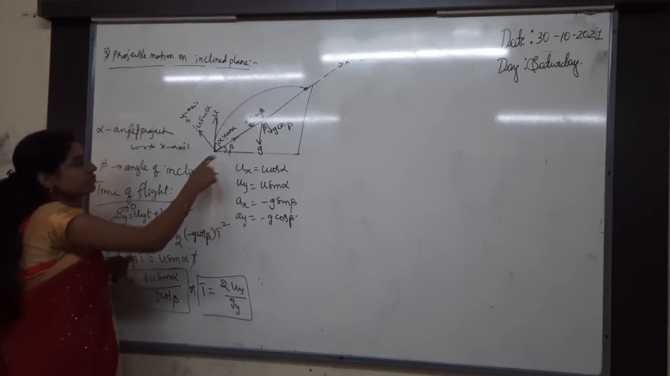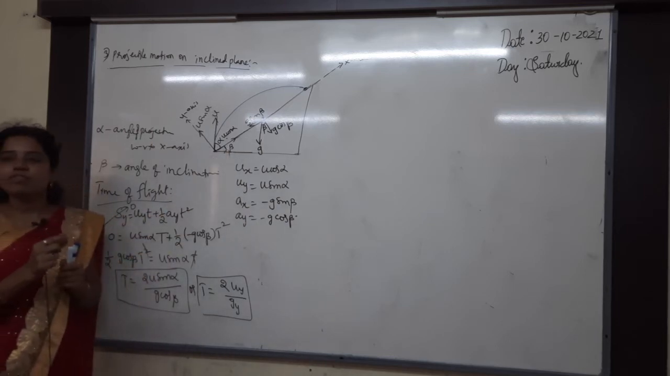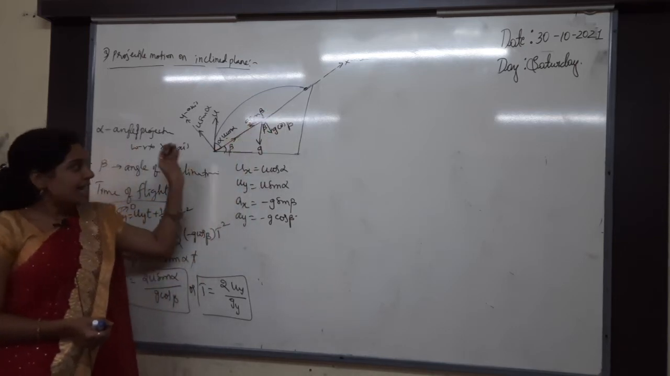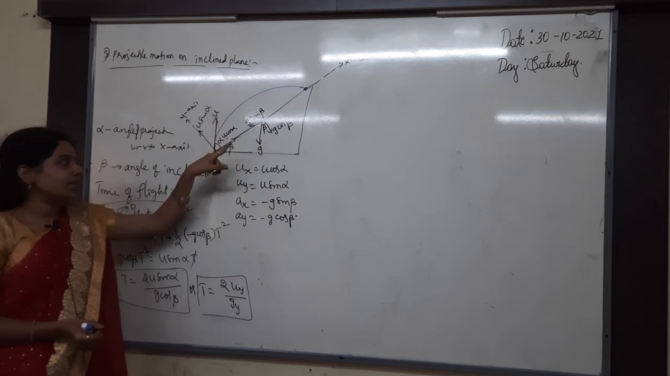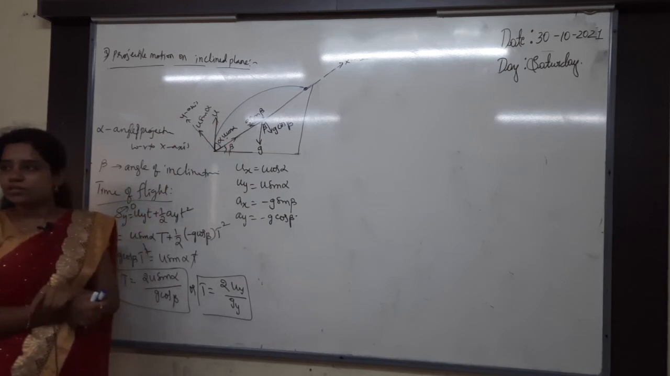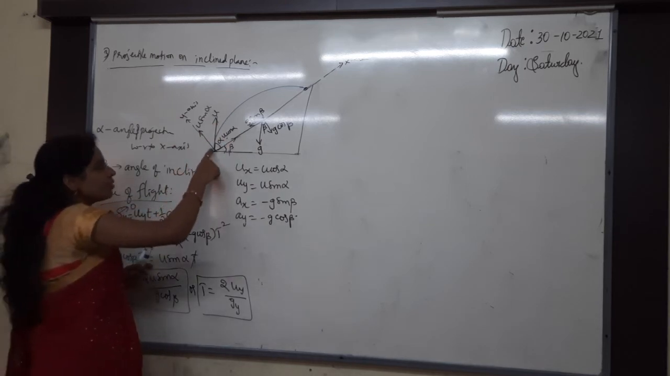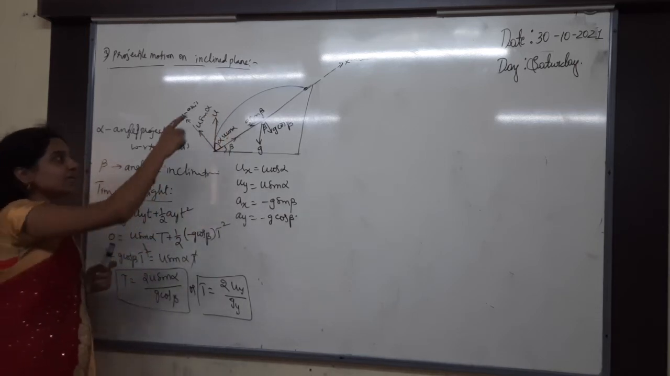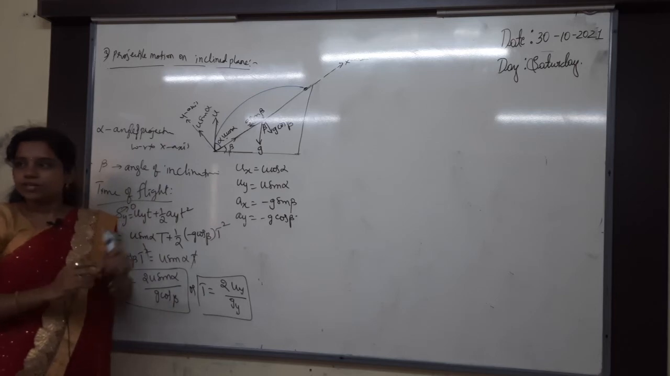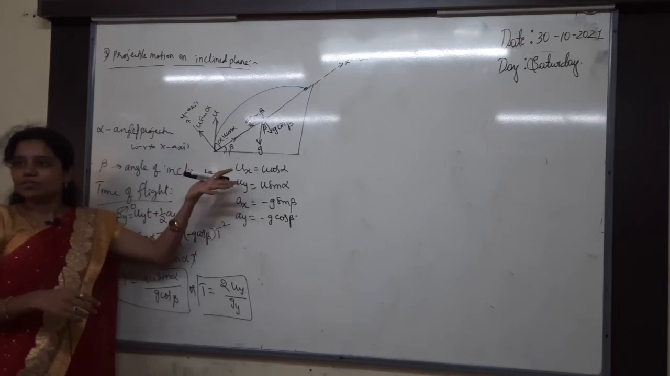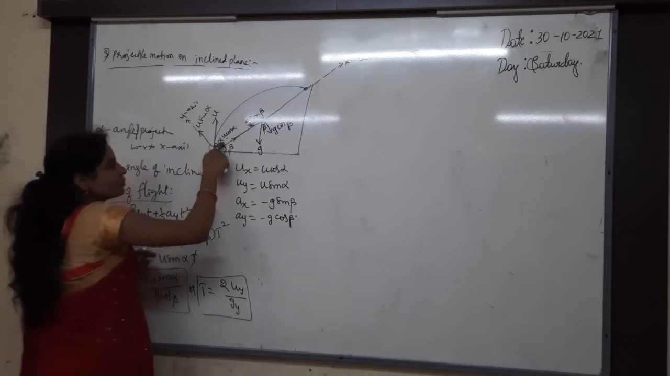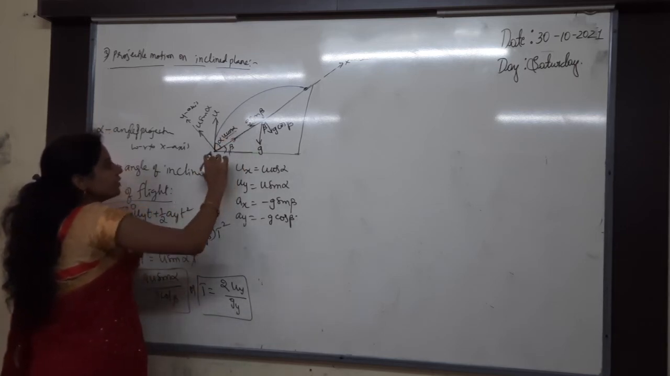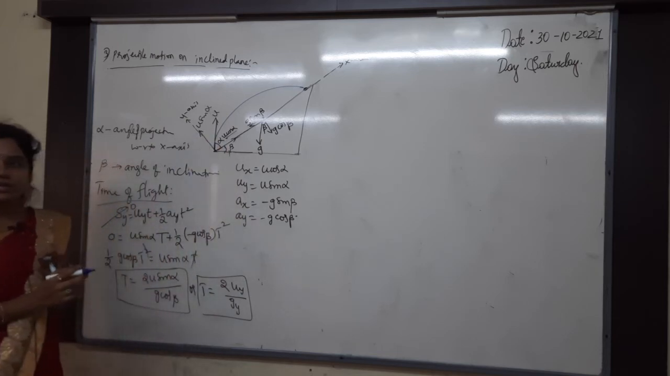Now, here beta is what? Beta is the angle of inclination, nothing but the inclined plane angle. Then the angle of projection: on the inclined plane, alpha is the angle of projection. Whenever I project some object with a velocity u at an angle alpha with the x-axis, which is the inclined plane, the horizontal component will be u cos alpha and the vertical component is u sin alpha.